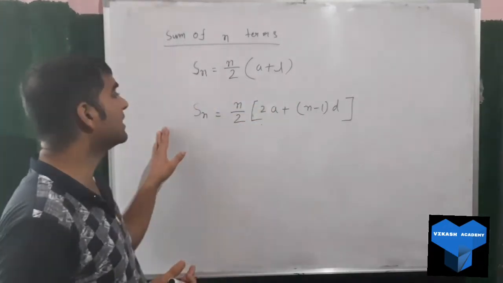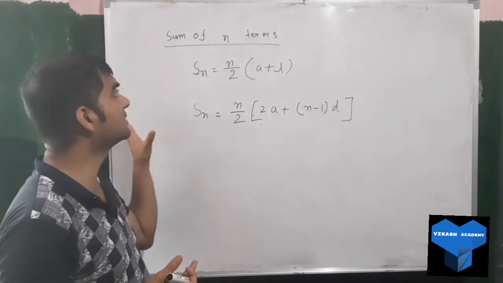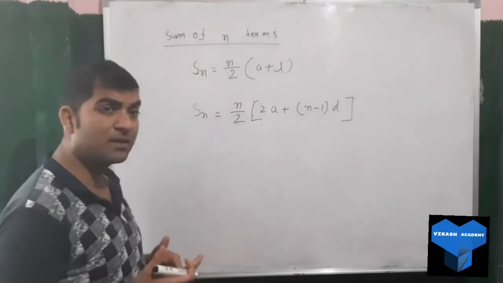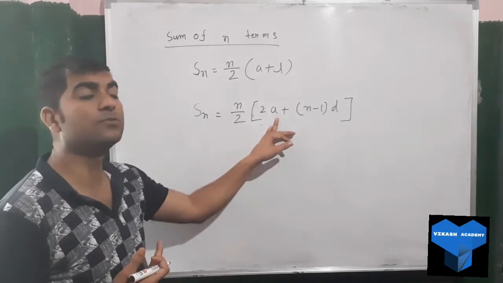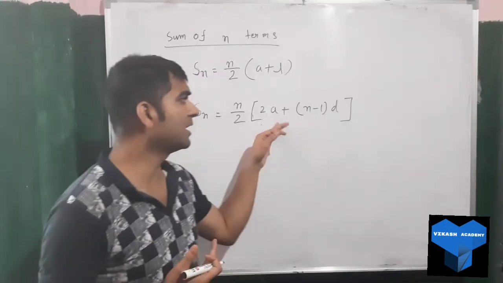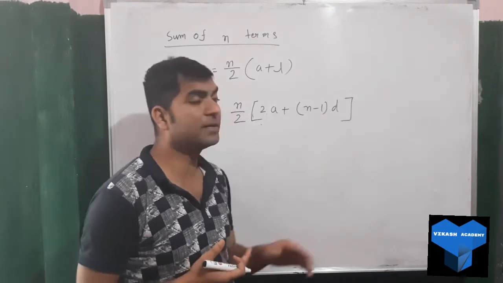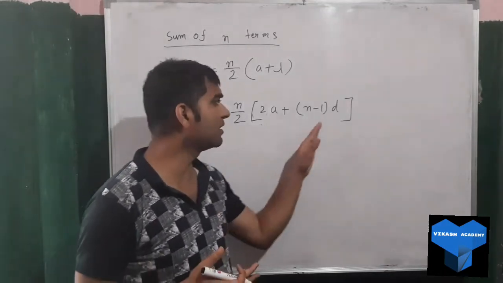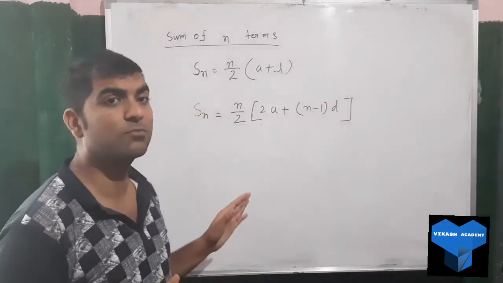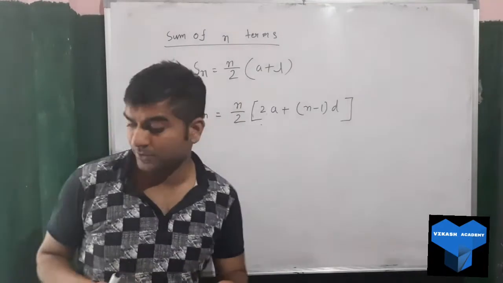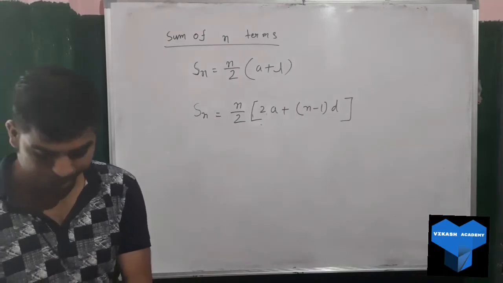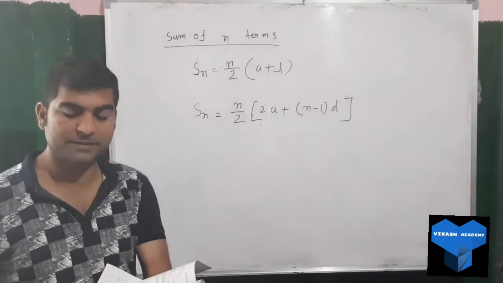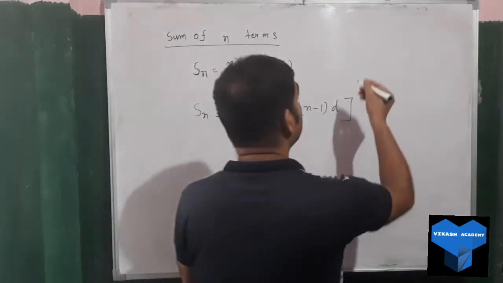In the second formula also, Sn is the sum of the series till n terms, n is the number of terms, a is the first term, and d is the common difference. So when the common difference is known, we will use this formula. These two formulas will be used for the exercise, exercise 5D today.